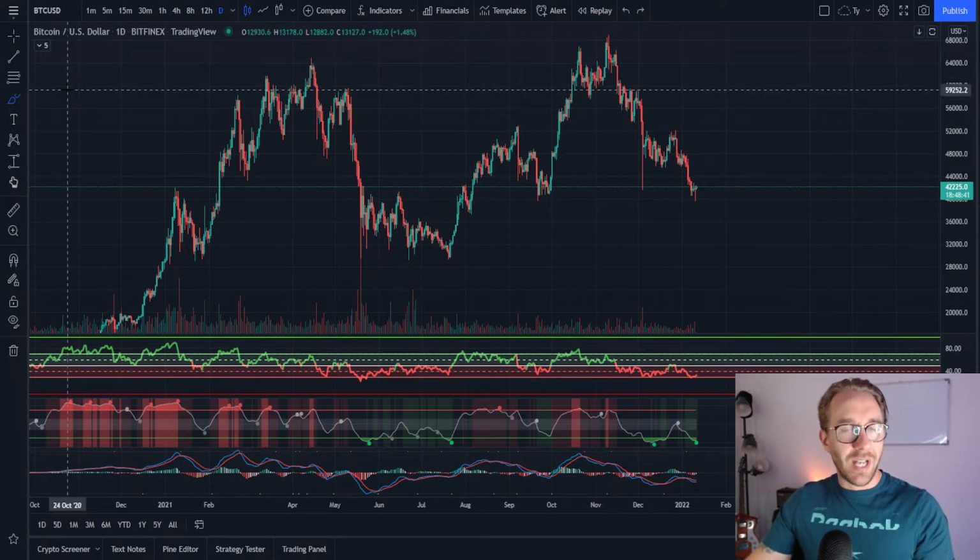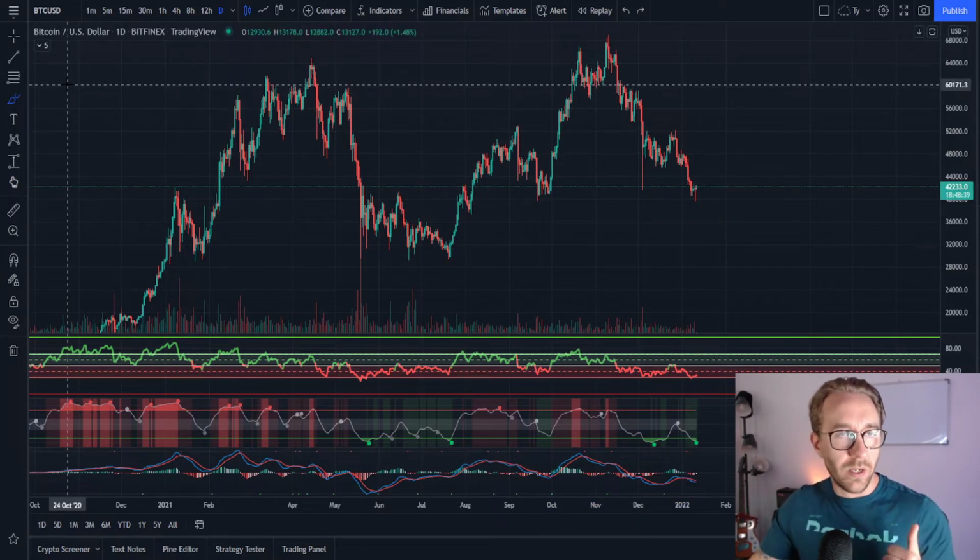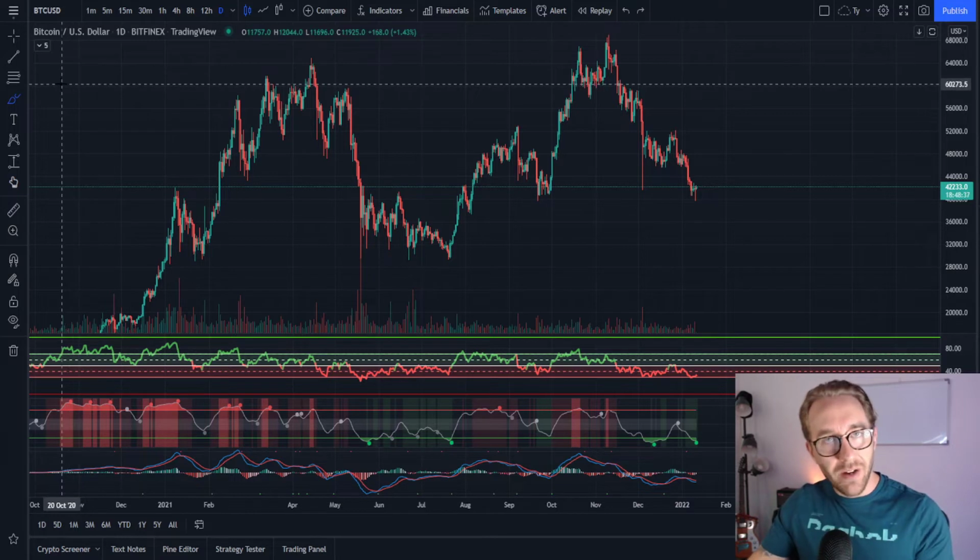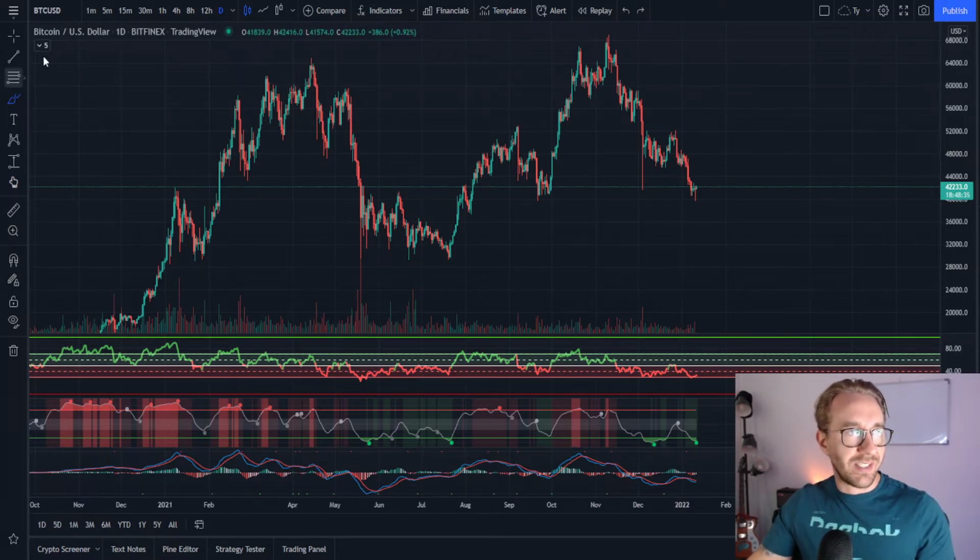So let's have a look at how we identify, one, where to draw Fibonacci the right way, two, how to find it in TradingView, and of course, three, the settings. So we're looking at the Bitcoin USD one-day chart on Bitfinex, and you can apply this to really any asset. You will find that the more liquid the coin is, or the higher cap the coin or the asset is that you are trading, the more respected these levels will be.